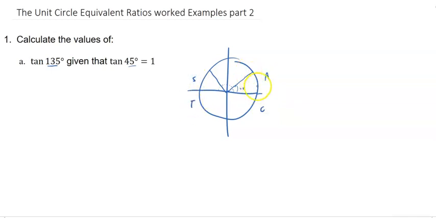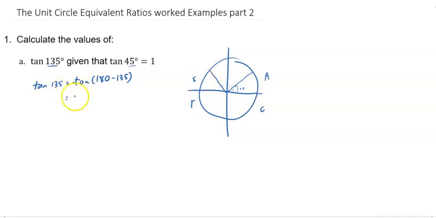All ratios are positive in quadrant 1, but only sine ratios are positive in quadrant 2, which means that, let's go again, tan 135 equals tan 180 minus 135. That gives us this value here and results in this ratio. But because we're in the second quadrant, it's negative.